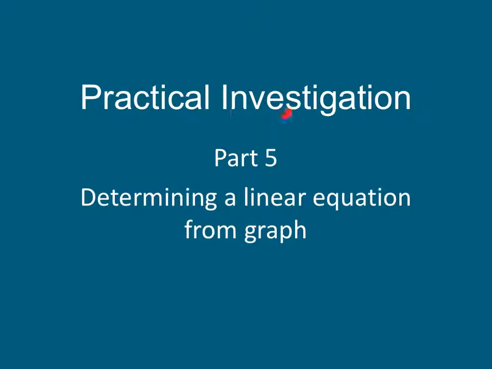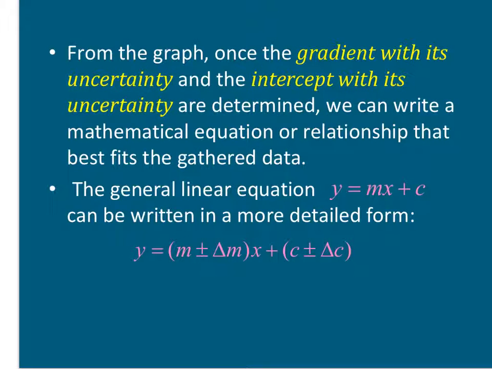Practical Investigation, Part 5. Determining a linear equation or a linear mathematical relationship from the graph. From the graph, once the gradient with its uncertainty and the intercept with its uncertainty are determined, we can write a mathematical equation or mathematical relationship that best fits the gathered data.